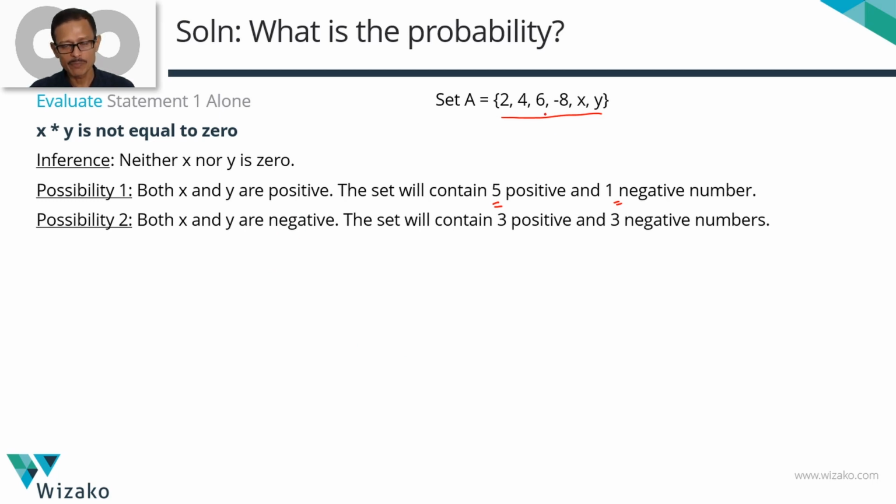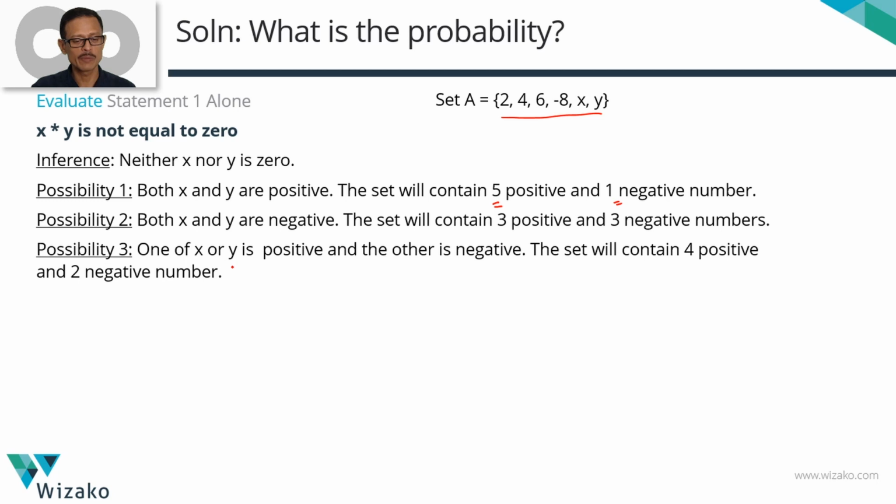We already have 3 positive, 1 negative. We're adding 2 more negative numbers, so the set will comprise 3 positive and 3 negative numbers. Lastly, one of these numbers could be positive and the other number is negative. In that case, we have 3 positive, add 1 more positive. We'll have 4 positive. We have 1 negative, add 1 more negative. It's going to make a total of 2 negatives. So these are all the possibilities that we have given the information that neither x nor y is 0.